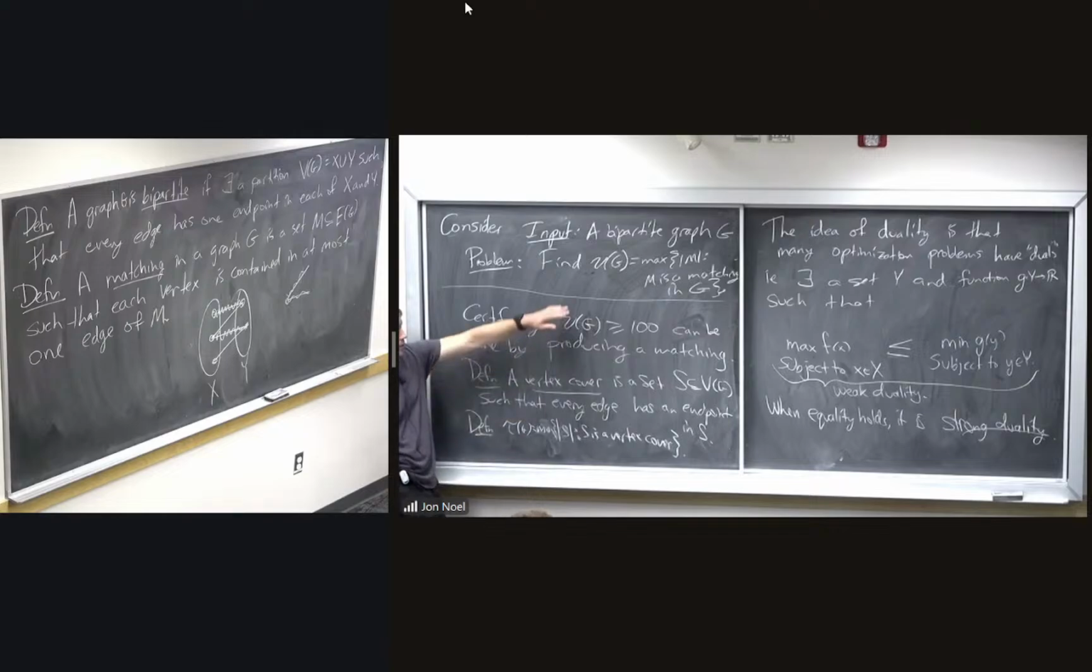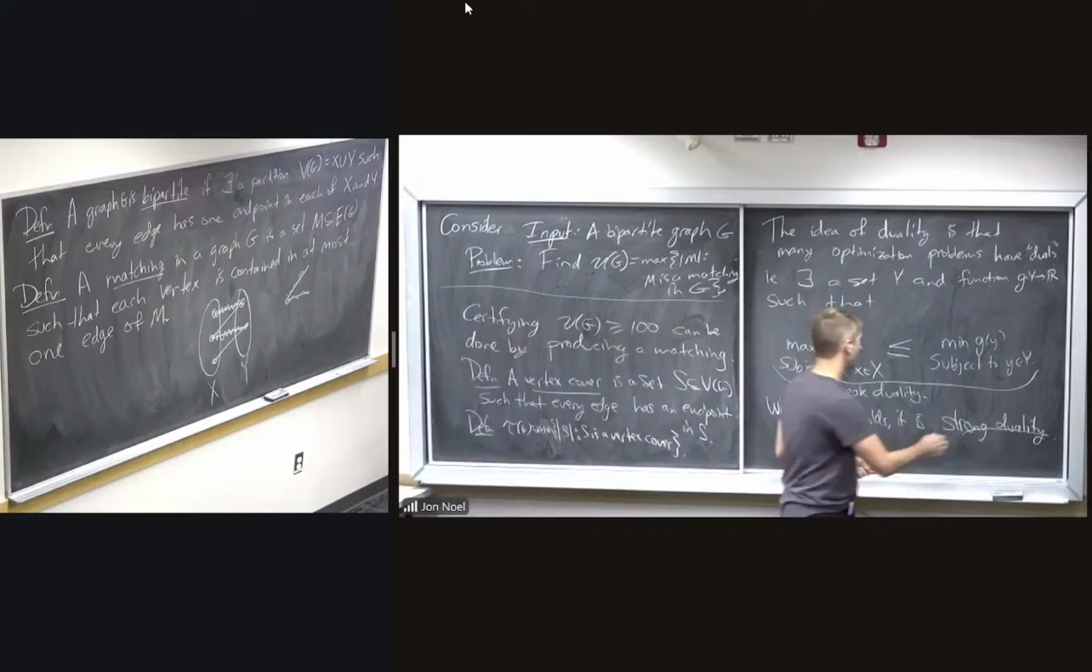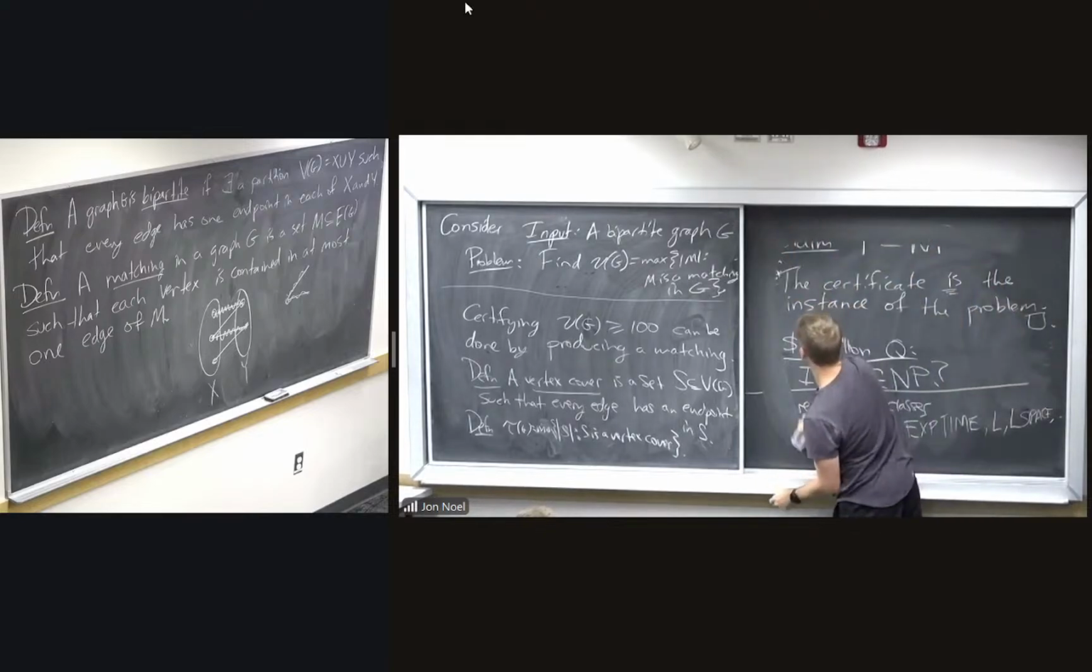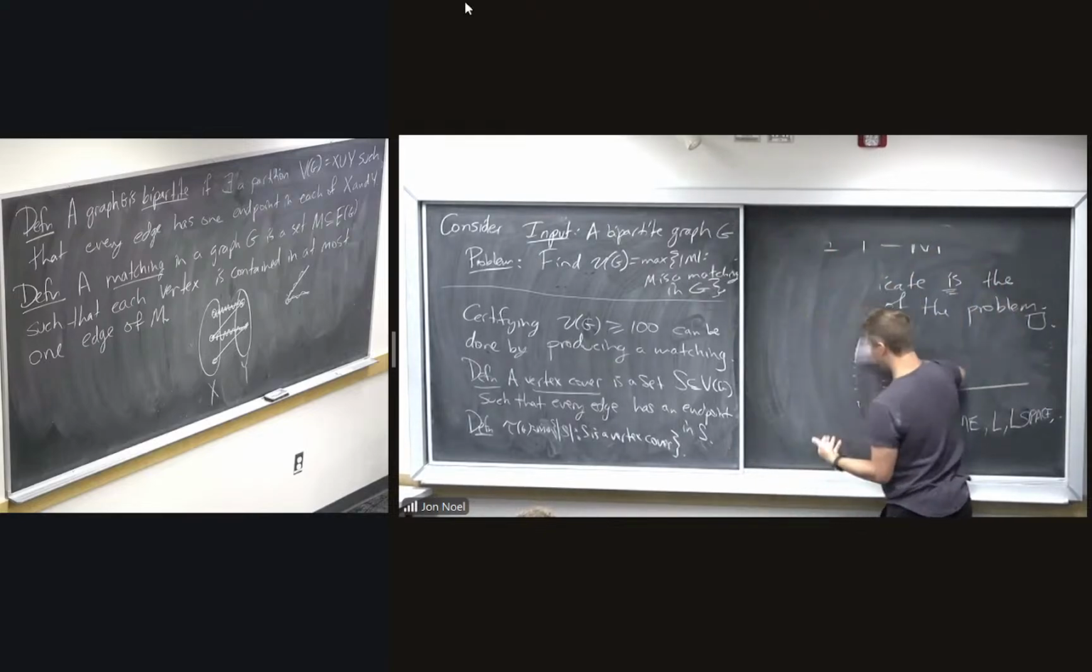So my original problem was computing a maximum. Now I'm computing a minimum. And I claim that there's some kind of a duality thing that's happening here. So let's prove a weak duality statement.